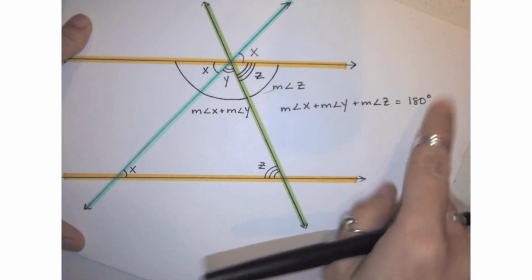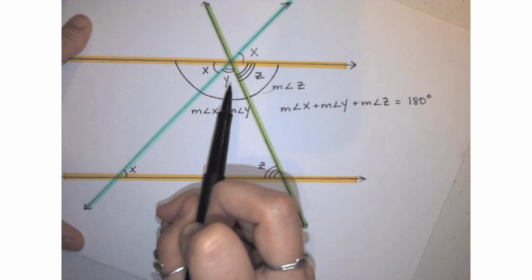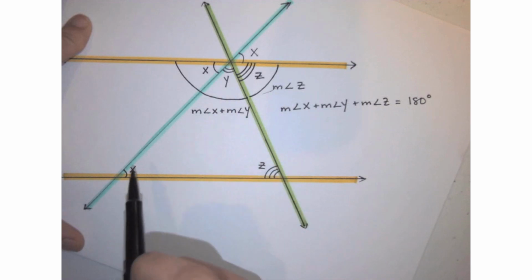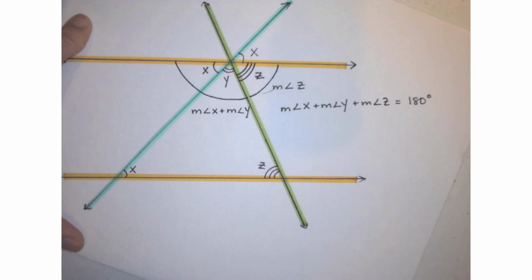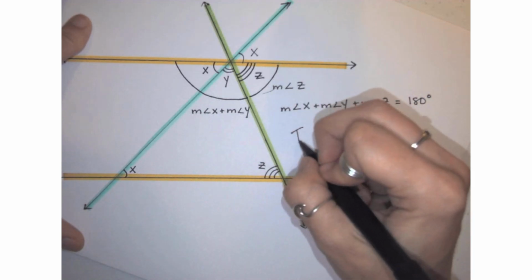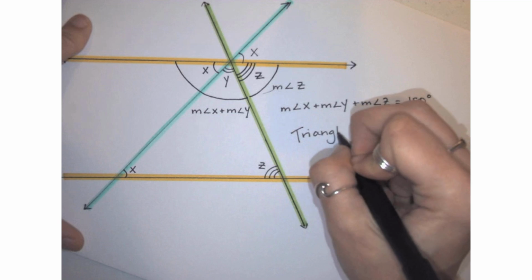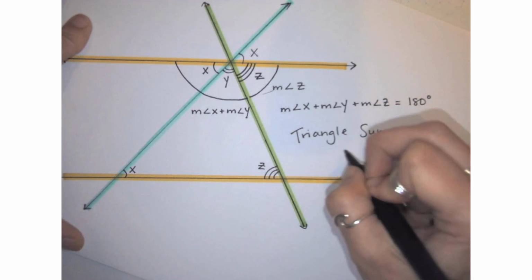Well, where are these three angles? On the inside of the triangle. For every triangle, the interior angles will always add up to 180 degrees. This is the Triangle Sum Theorem.